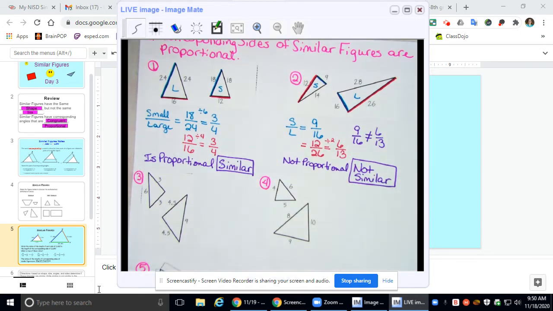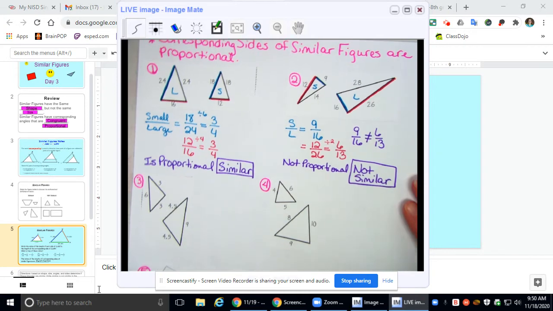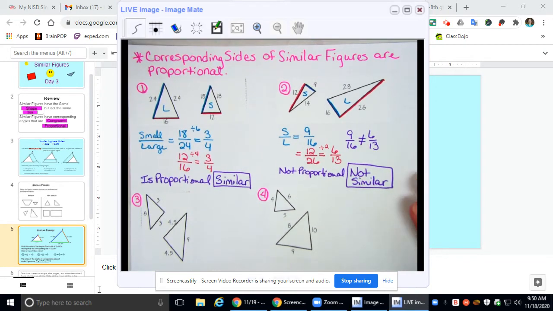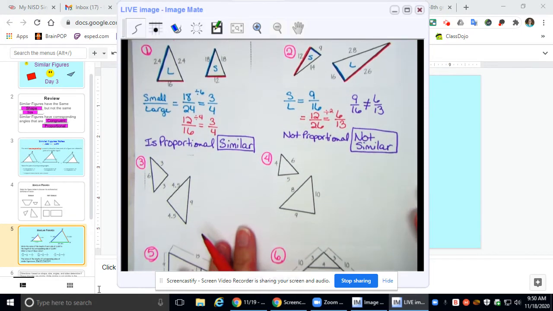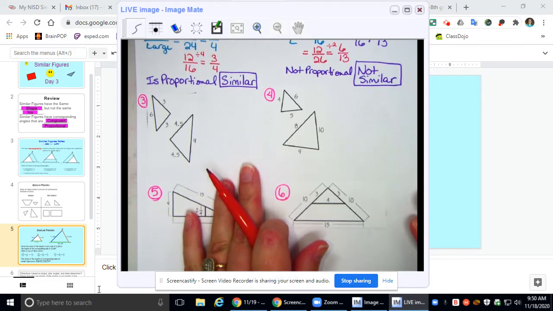So as soon as you see a ratio that is not equivalent, you can go ahead and say that it is not proportional and it is not similar. So I do want to take a look really briefly at some decimal problems. Let's go ahead and take a look at question number 3 here.